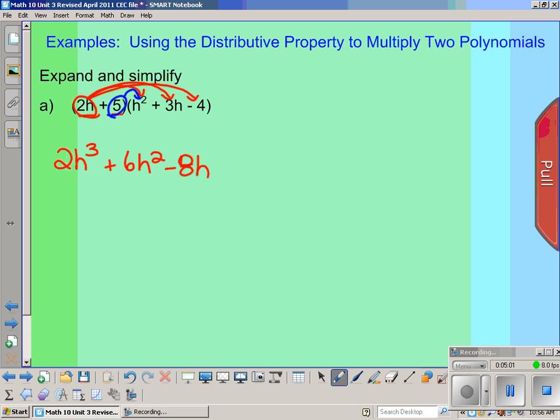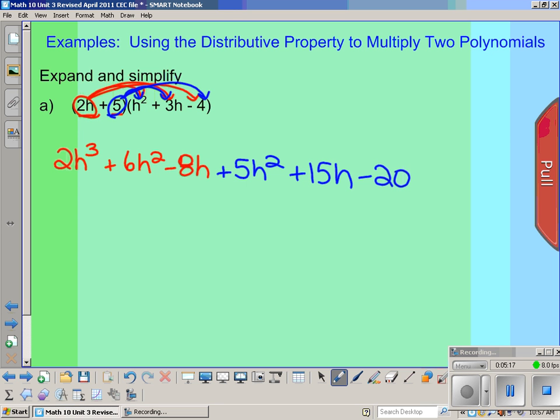And we multiply it to every term. So 5 times h squared will be 5h squared. 5 times 3h will be 15h. And 5 times negative 4 will be negative 20.